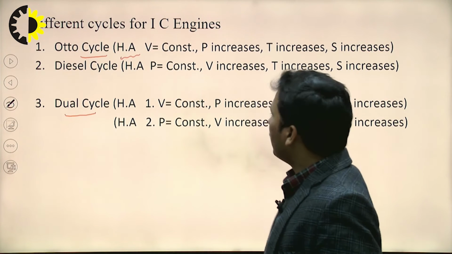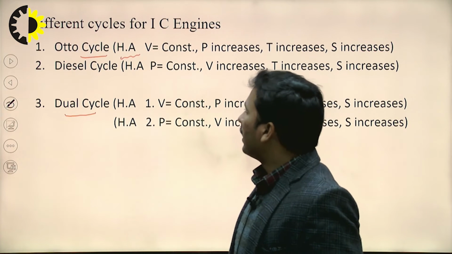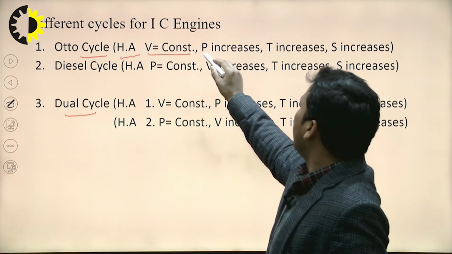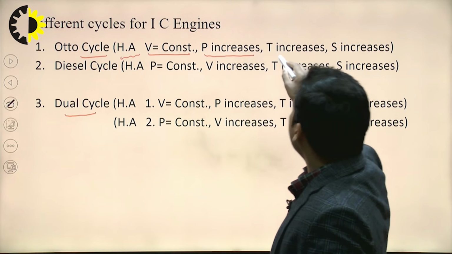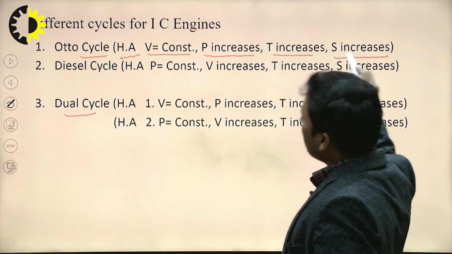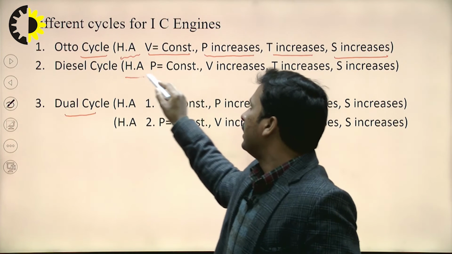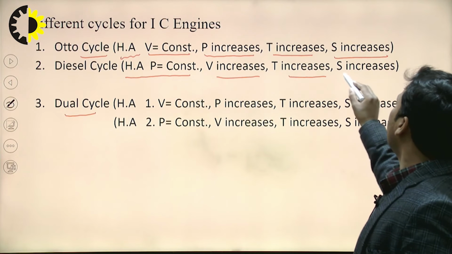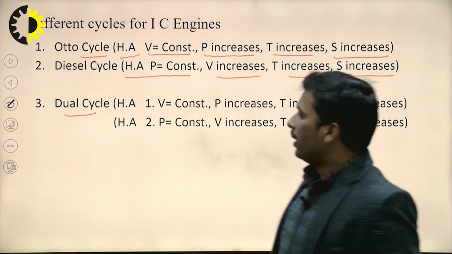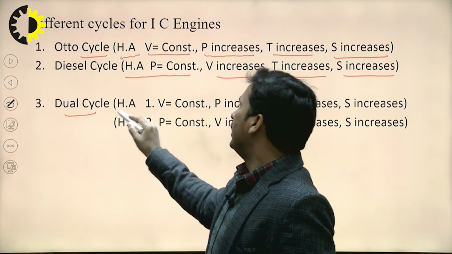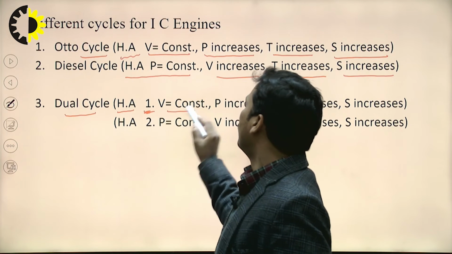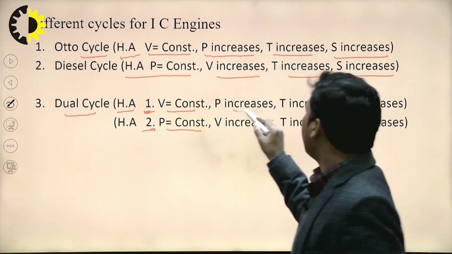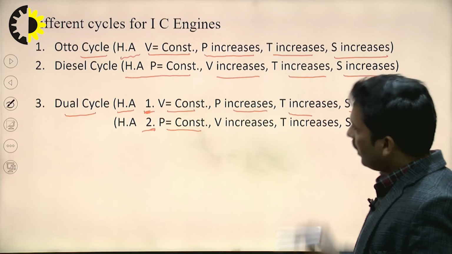The basic difference between these cycles is in the heat addition. In the Otto cycle, heat addition takes place at constant volume. The remaining properties of the gas, like pressure, temperature, and entropy, increase. In the diesel cycle, heat addition takes place at constant pressure, while volume, temperature, and entropy increase. In the dual cycle, heat addition first takes place at constant volume, then at constant pressure, and the remaining properties like pressure, temperature, and entropy increase.